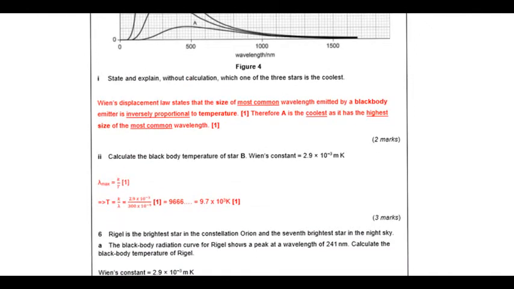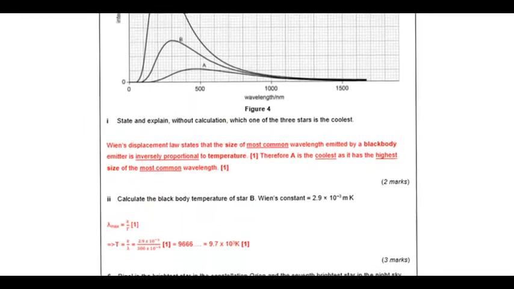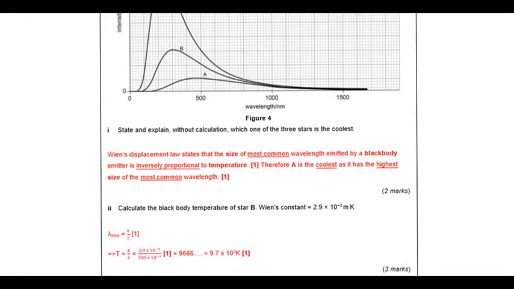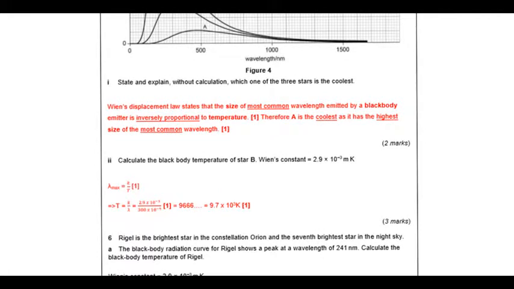If we then actually try and figure out the temperature of star B, we need to look at the graph to get our value of the most common wavelength. I'm looking at that and I'm seeing 300 nanometers. And then we just use Wien's displacement equation, which is this one, to figure out the temperature, which I then round to 2 significant figures because Wien's constant is given to us in 2 significant figures.